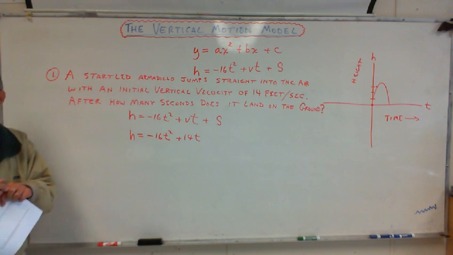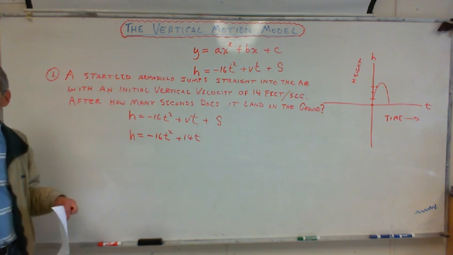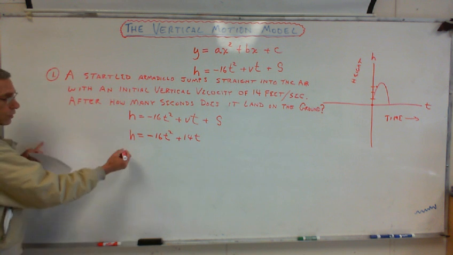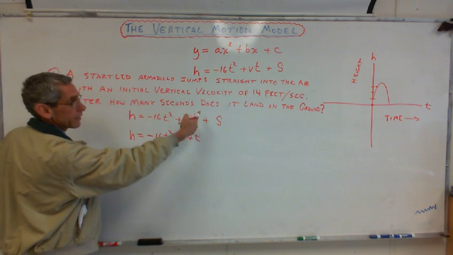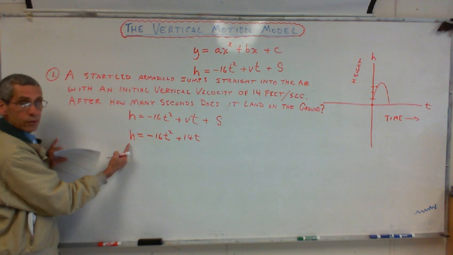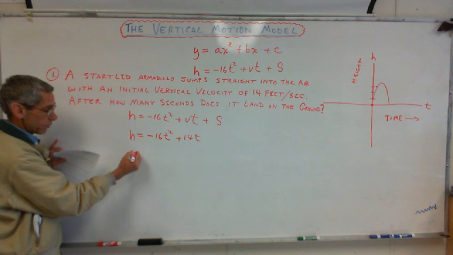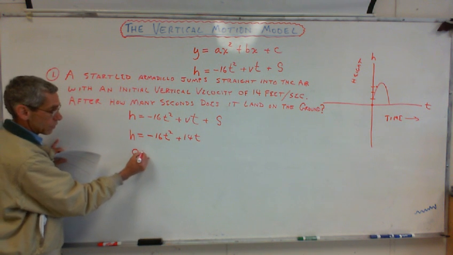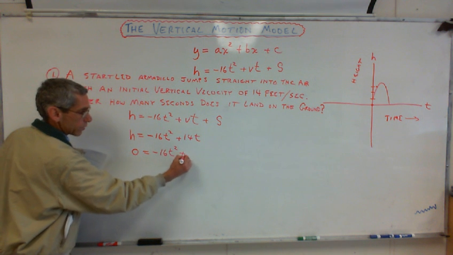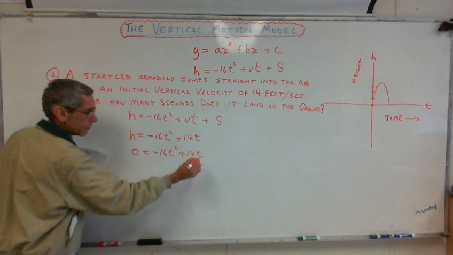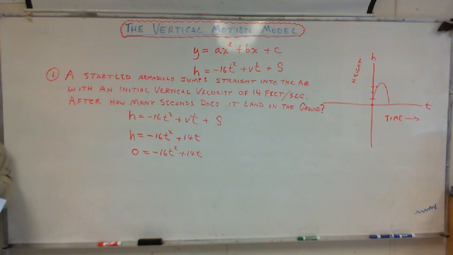Okay, let's focus, because I'm running out of time here and I want to be sure to finish this. We all agreed that I'm trying to find how many seconds before it lands on the ground, in other words, when the height is zero. So I'm going to change that height to zero. Zero is equal to negative 16 t squared plus 14 t. Now how do I solve it?